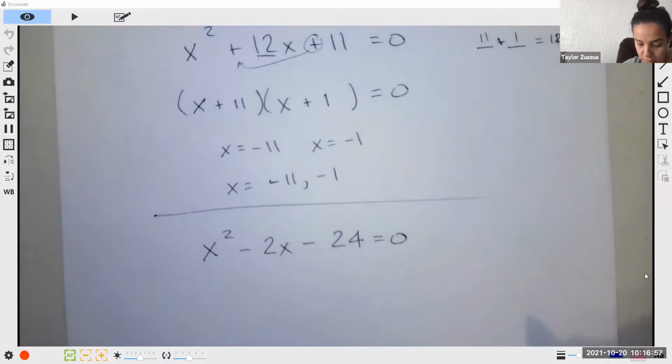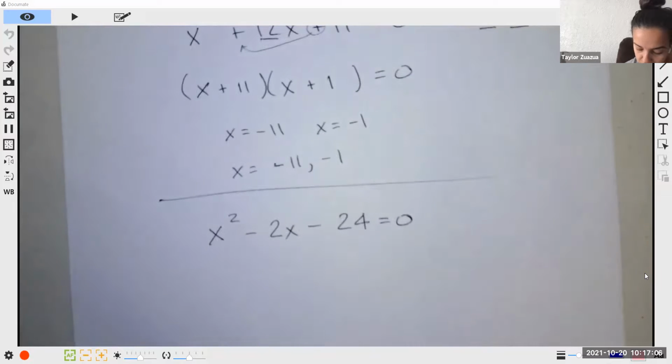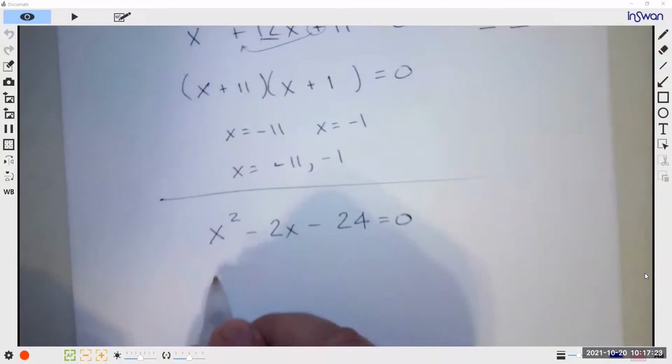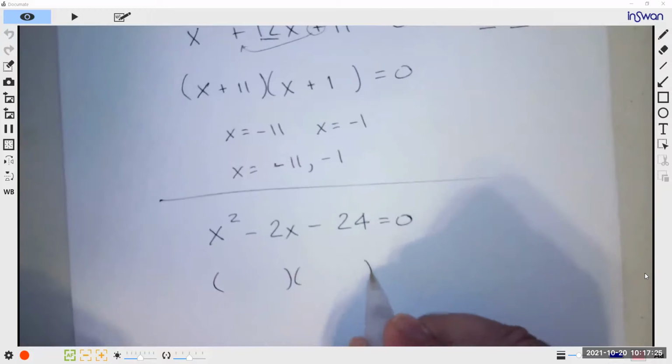X squared minus 2x minus 24 equals 0. So x, x. And then we want to get to 24. What makes 24 is 1 times 24, and then 2 times 12. Well, there are multiple ways. Okay, now what goes inside the parentheses first?